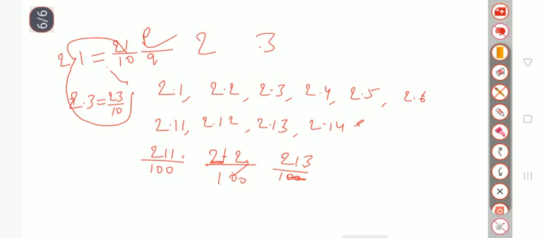So I am explaining how we will find rational numbers between any given two rational numbers. Suppose in NCERT it is given in exercise 1.1 question number 2. I am showing you the question. What is the question given?